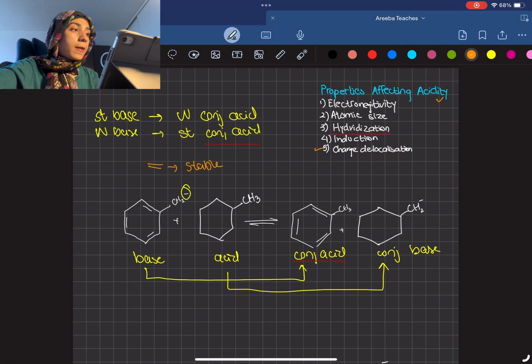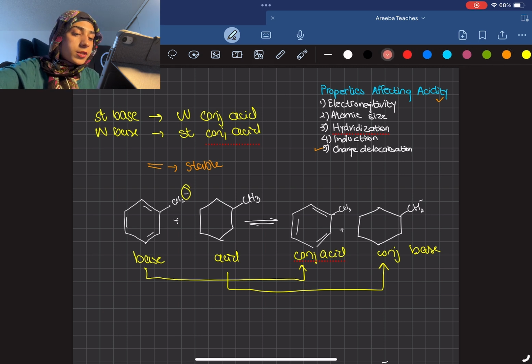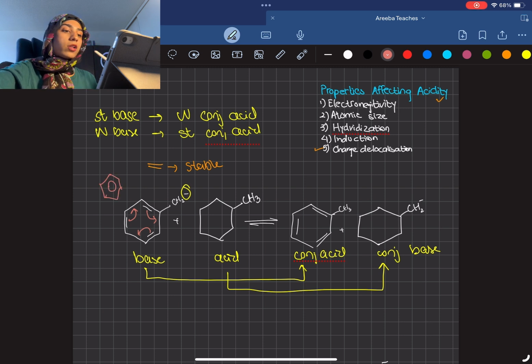That means that for this species, the first one, this double bond can also shift here. This double bond can shift here. This double bond can shift here. And that is the reason why you have a benzene ring, which you just draw with a circle, because the double bonds are always moving around. So that's called charge delocalization. Because of this property, your compound becomes stable.